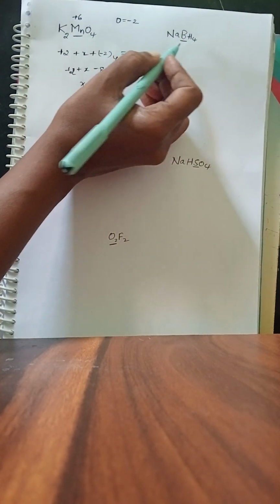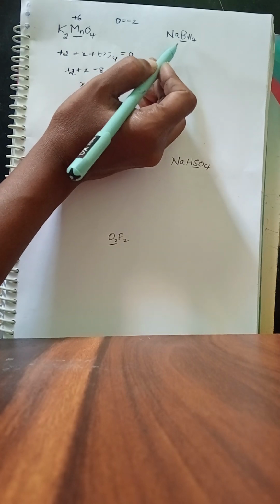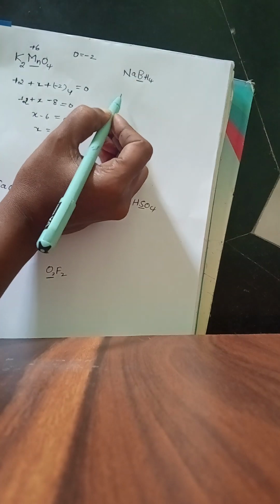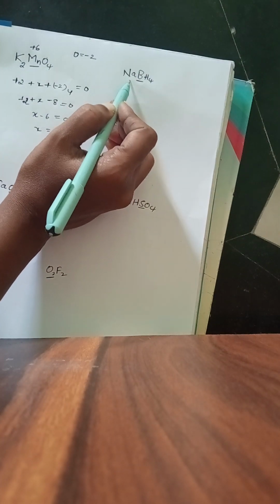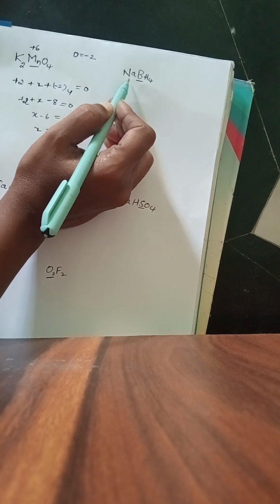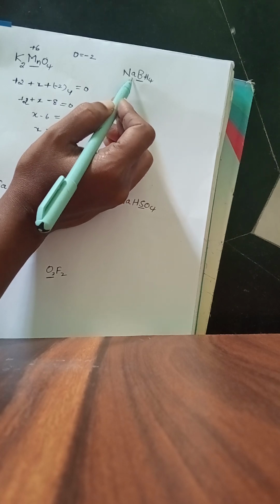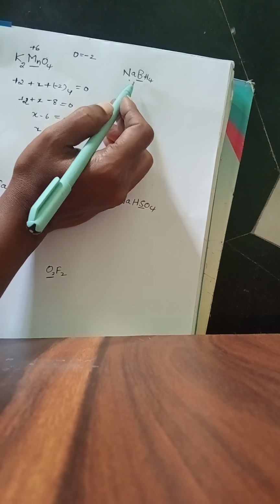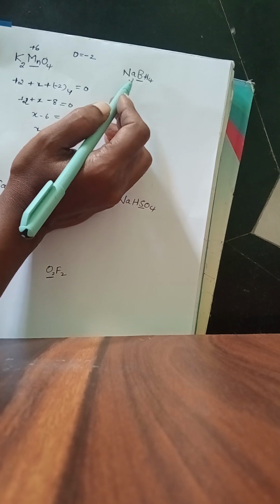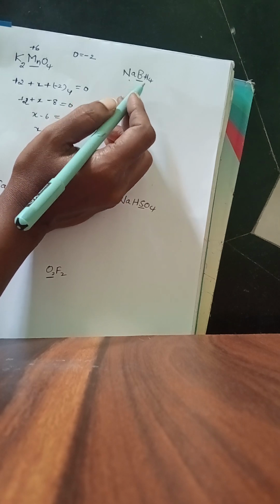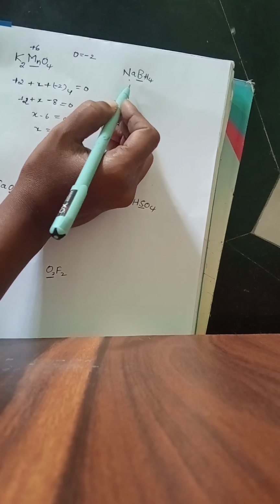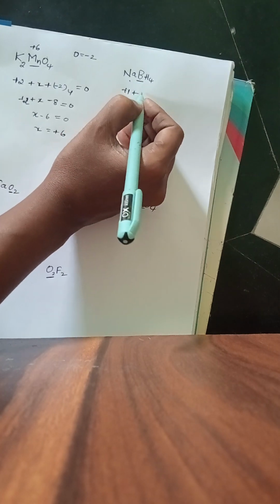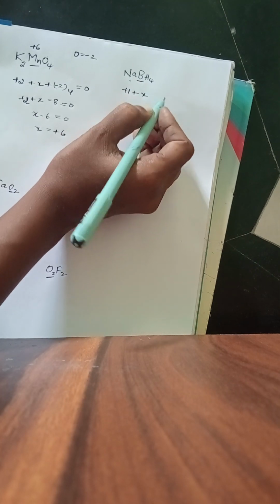Like this, we have another compound: sodium borohydride. How can we find it here? Sodium is also in the first group, an s block, first group element, like sodium, potassium, rubidium, cesium. They all have plus 1 charge. Boron is x, and we have to find it.